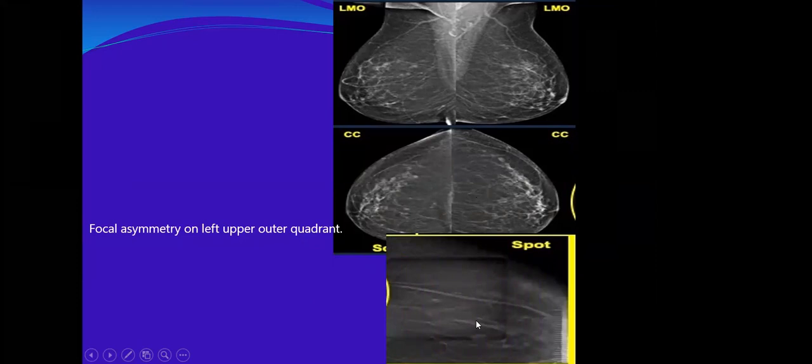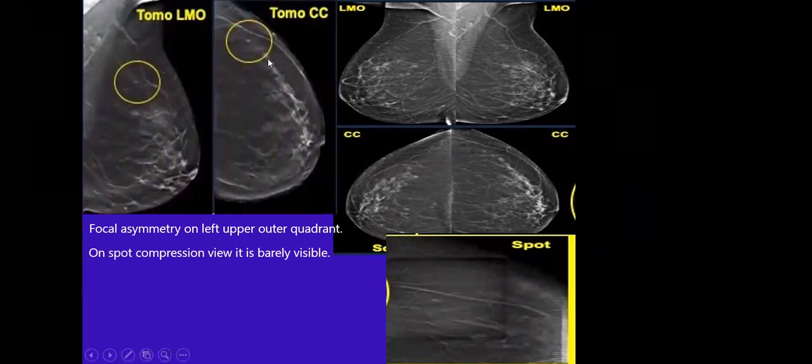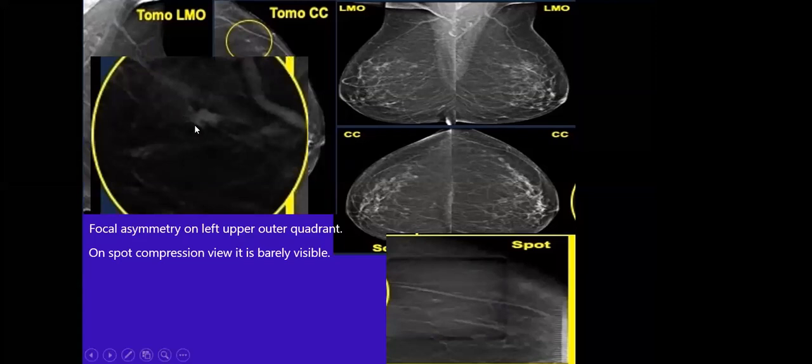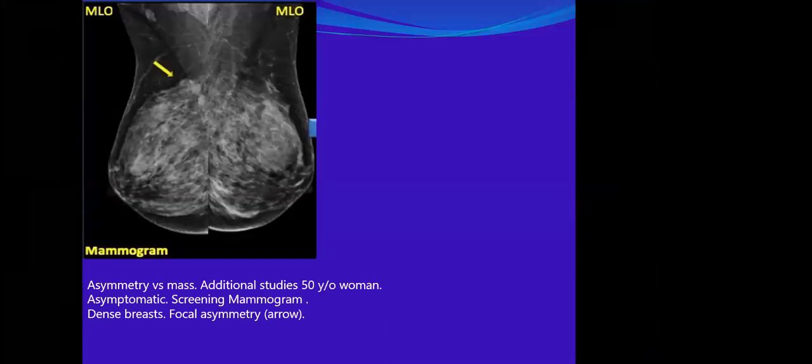Okay, this is an example of focal asymmetry in the left outer quadrant, you see here, and barely seen on spot compression, okay, barely visible, but look at the tomosynthesis. It revealed the focal asymmetry, and look at the spot compression tomosynthesis, demonstrating a 3 millimeter spiculated lesion, and it was not seen on ultrasound. Stereotactic core biopsy revealed invasive ductal carcinoma.